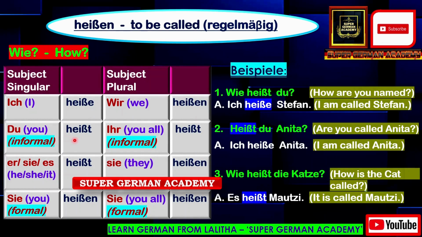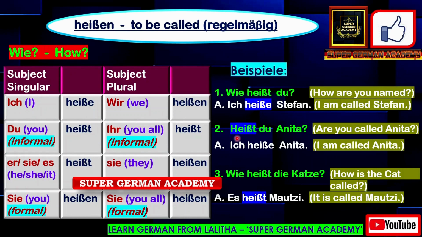So suppose you're asking a boy, what is your name? In English you will ask that, but in German you will ask as how are you called or how are you named. So how means wie. How are you called means wie heißt du. Wie heißt du means how are you called. Ich heiße Stephen. I am called Stephen or I am named Stephen. So if you see the conjugation of ich, it is heiße. Ich heiße Stephen means I am called Stephen.